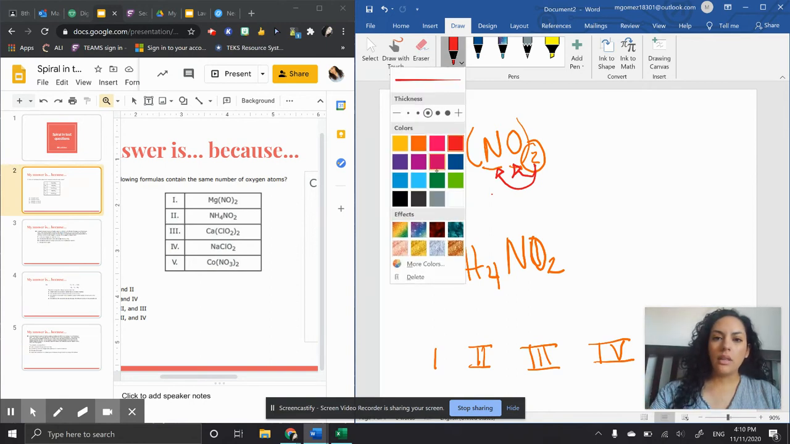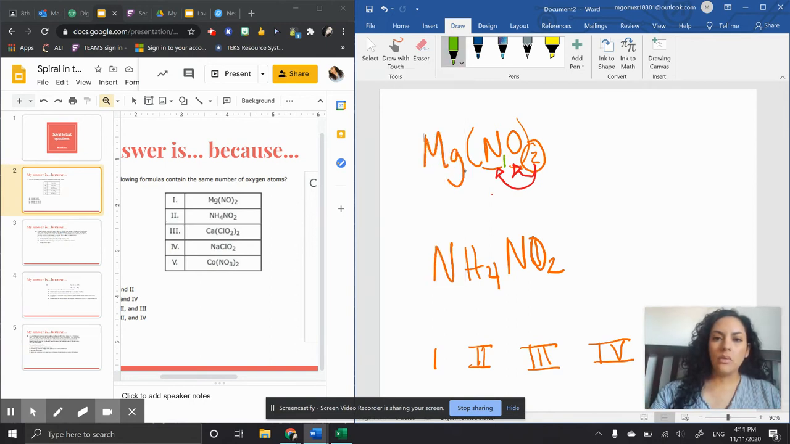Well, we know that there should be an invisible 1 next to nitrogen and next to oxygen, and of course, an invisible 1 for magnesium. But again, we are just focusing on oxygen, okay? So for all of these, we're going to focus on only oxygen. So here, how many oxygen atoms are there? We have to multiply the subscript times the subscript that's inside the parentheses. We know that there's 2 oxygen atoms.